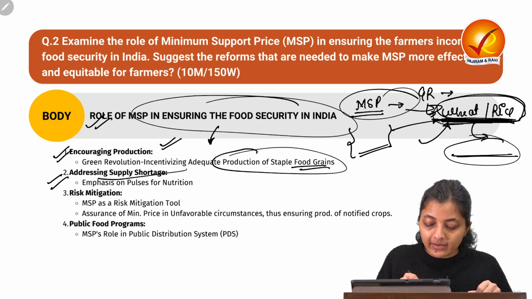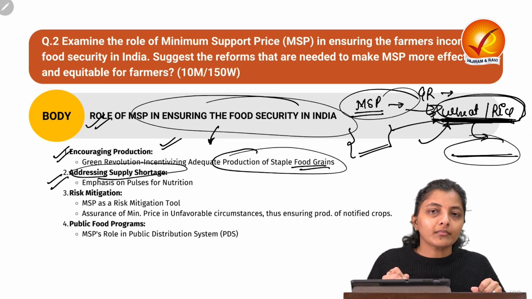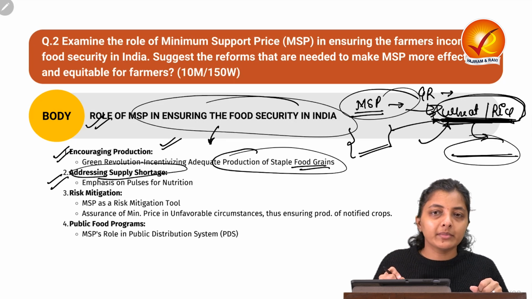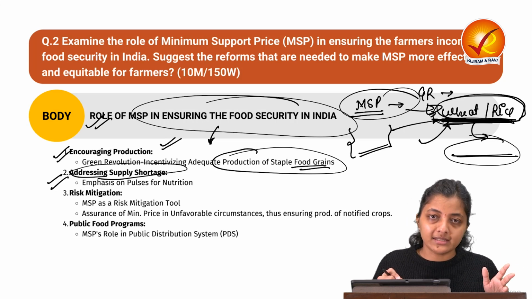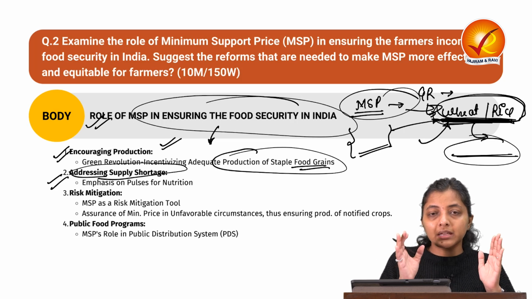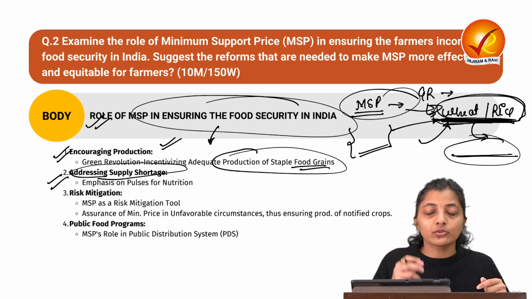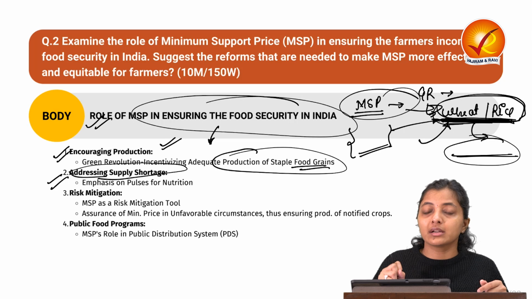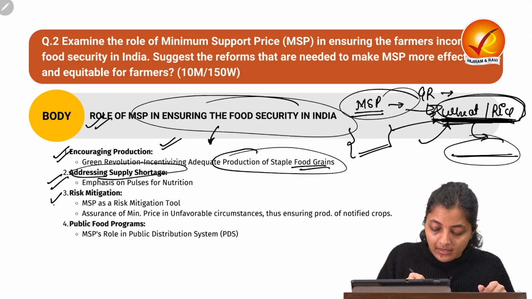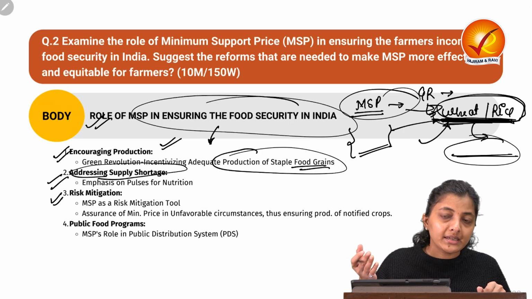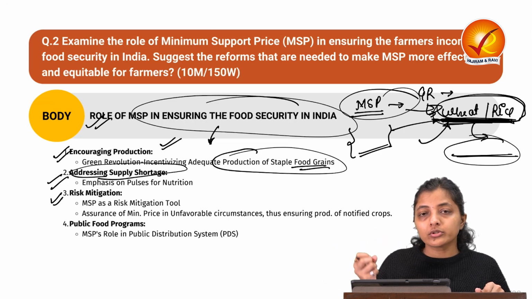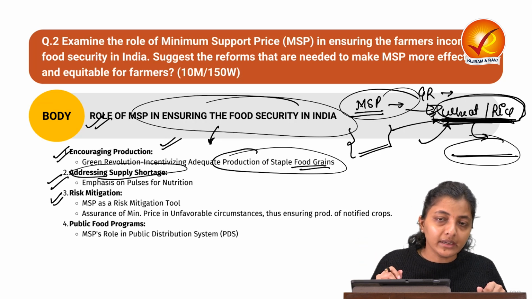Next is about how it addresses supply shortage. For any season, if the government thinks that we will have less supply of rice in the next season, what does the government do? The government will put more focus on rice so that the farmers will sow more paddy crops. And the government can also increase the MSP for millets and cereals, so as to boost the nutritional quality in India.